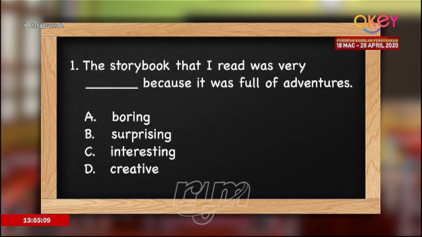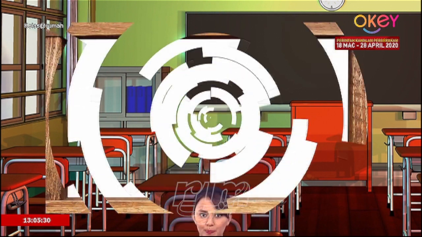For example, question 1 in 2014. The storybook that I read was very blank because it was full of adventures. In order to understand the sentence, you have to know what the word adventures mean. Adventure means an exciting experience. When you understand the key word, you can then use logic to think of the right answer.